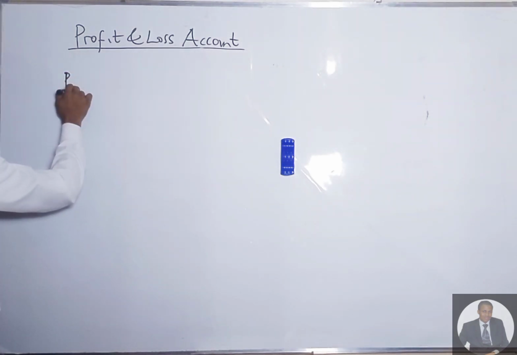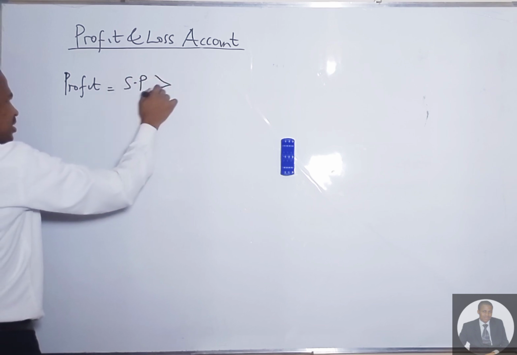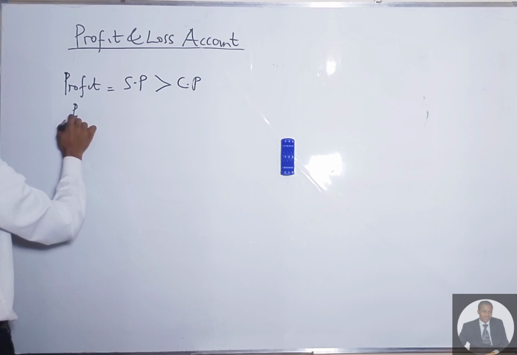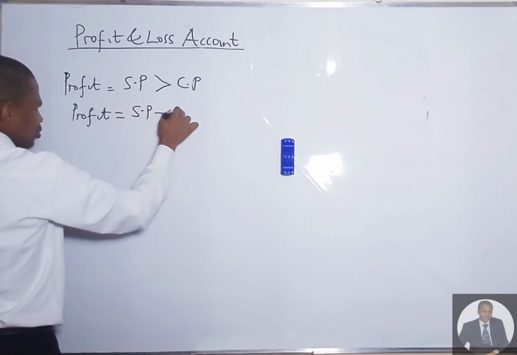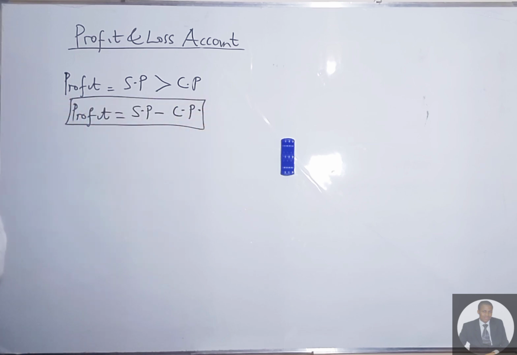Profit is made when the selling price is greater than the cost price. So we say profit equals selling price minus cost price. That will be our number one formula.